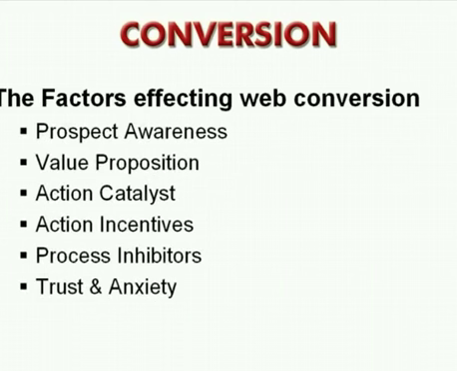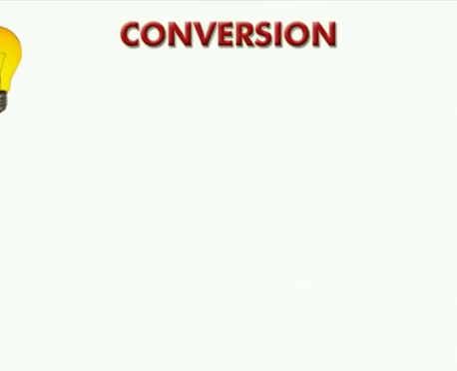So here, these are the pieces we're going to talk about. We've got prospect awareness, the value proposition, the action catalyst, the action incentives, the process inhibitors, and then trust and anxiety. And the last two there, the process inhibitors and trust and anxiety, are elements that are largely, in essence, negative. And so we have to figure out ways to combat them and create a positive environment around them.